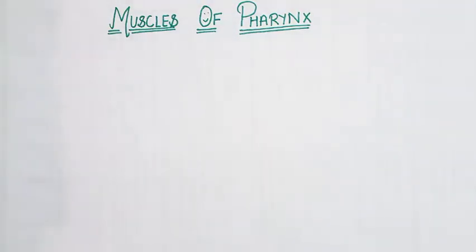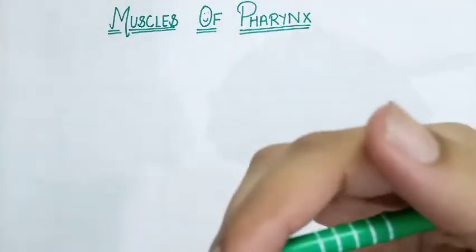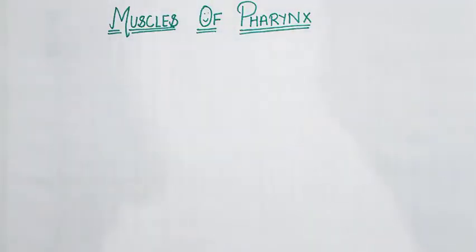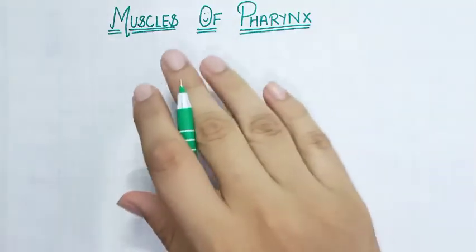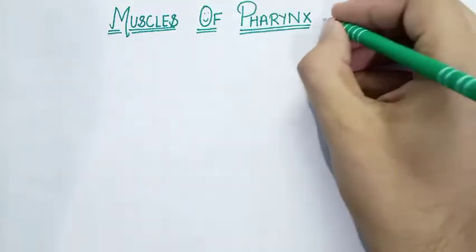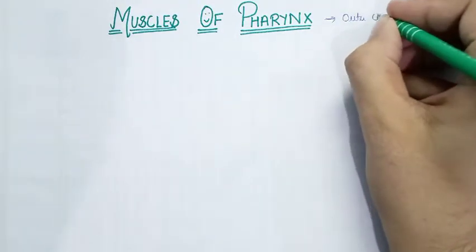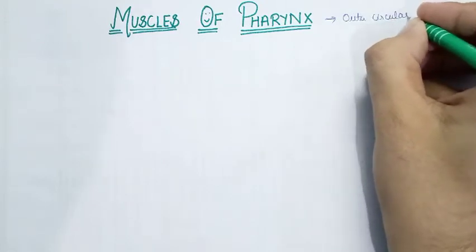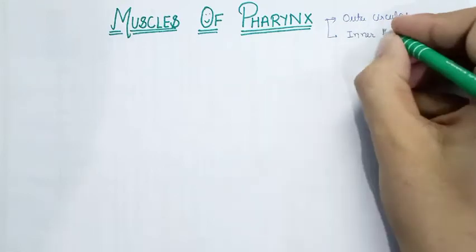So in total we have 3 pairs of circular muscles and 3 pairs of longitudinal muscles. What do you understand by these lines which I said? The pharyngeal muscle itself has 2 layers. The outer layer is circular, the outer circular, and the inner is longitudinal.